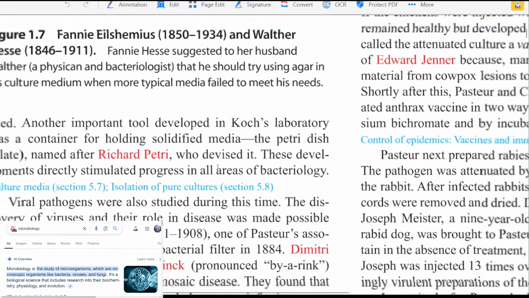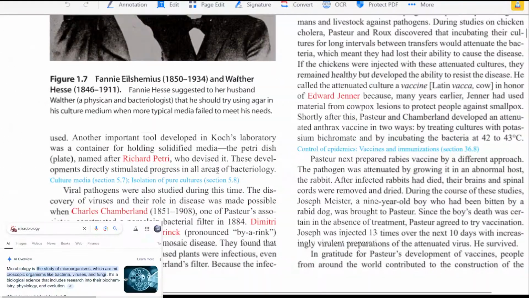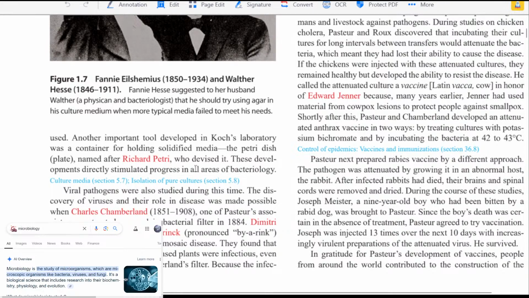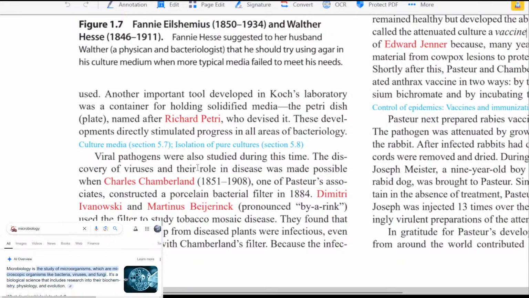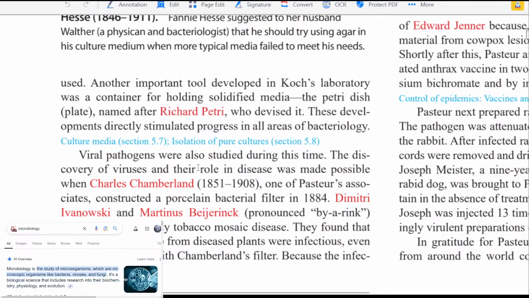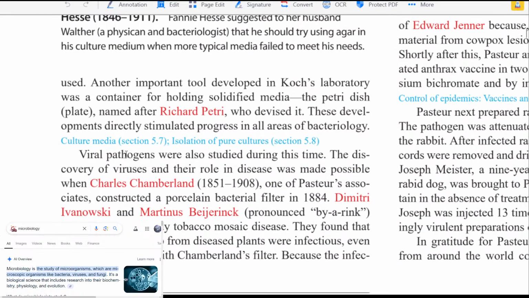And for now we were discussing bacteria and fungi. I think moving further from that, we are going to have the viruses. So viral pathogens were also studied during this time. The discovery of viruses. So we are starting from here, right? We already studied that Richard Petri discovered the Petri dish. Now viral pathogens were also studied during this time. The discovery of viruses and their role.